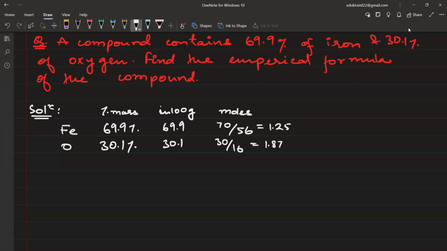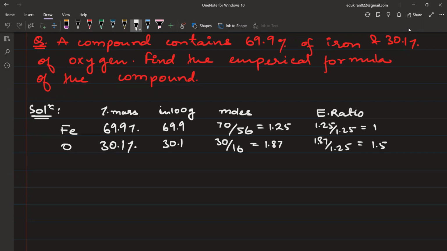Now we have, what do we need? We need the ratio, right? So whatever is smallest from here, you will divide that to each number. So the empirical ratio will be 1.25 divided by 1.25 and 1.87 divided by 1.25. So you'll get this as 1 and you will get this as, I think, 1.5.